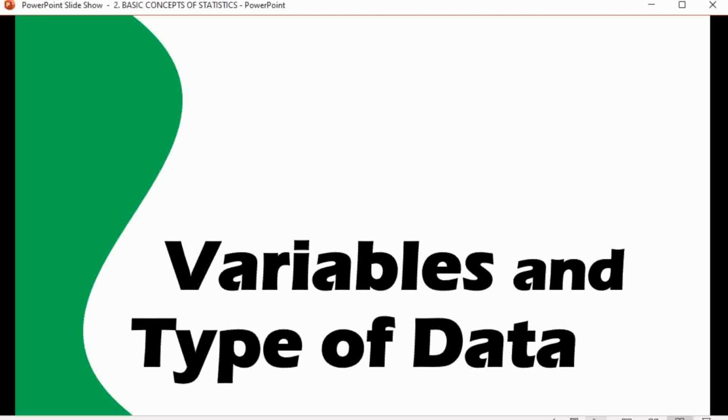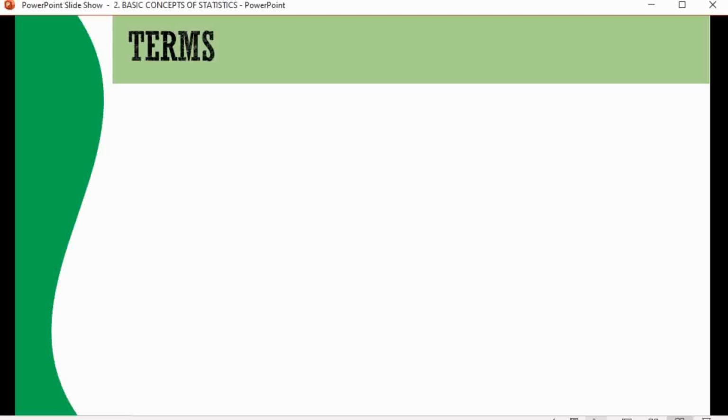The other important terms that we need to be familiar with when we talk about statistics are the variables and the types of data we use in our study. Why do we need to differentiate these terms? It's because by understanding these concepts, we can effectively choose the statistical analysis that we will be employing in our research or study. First, we have the general term variables.